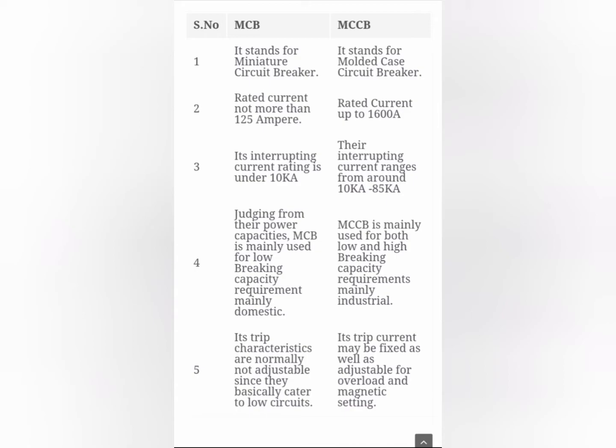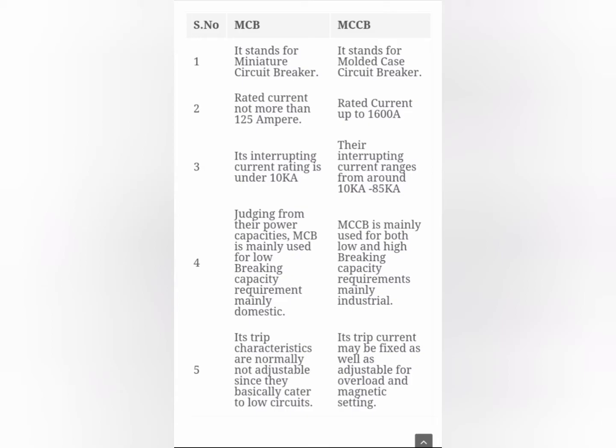Then, tripping characteristics are normally not adjustable in MCBs, since they are basically used for low-rated circuits. But for MCCB we can easily adjust the tripping level, which means the trip settings can be adjusted as per our load.